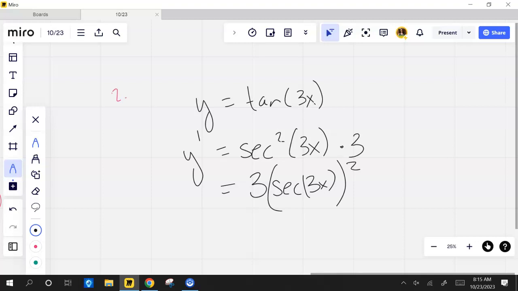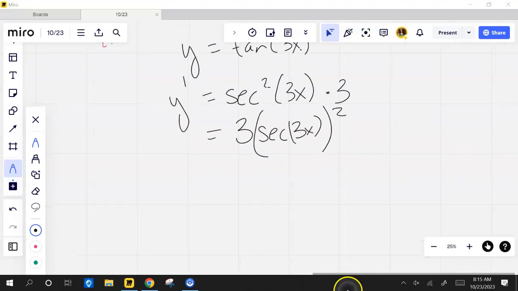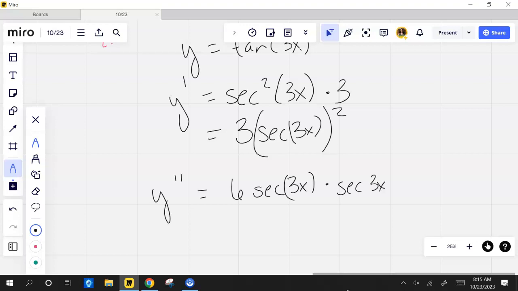Agree with that? So whenever I take the second derivative here, I'm going to do power, trig, chain. So power first would be 6 secant 3x. Now do trig. What's the derivative of secant? Secant tangent, right? So secant 3x, tangent 3x. Now chain.